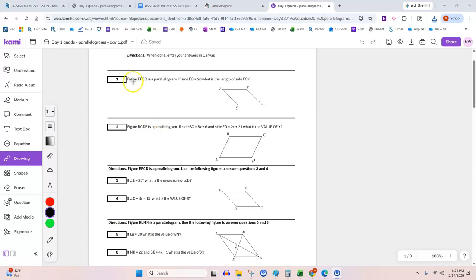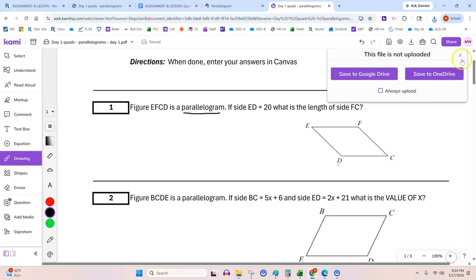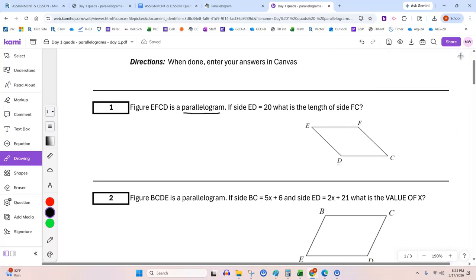Okay, so for the video, I'm going to go over the first 6 questions, and these are the kind of questions you get. So question number 1 is saying this figure here, EFCD, is a parallelogram. So it tells us that it's a parallelogram. It's saying that the side ED, so side ED, that's going to be this one from here to here. So it's saying that side is equal to 20.